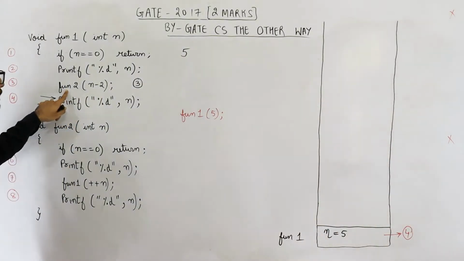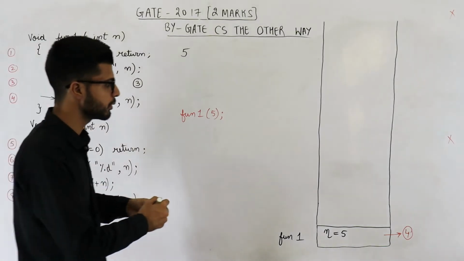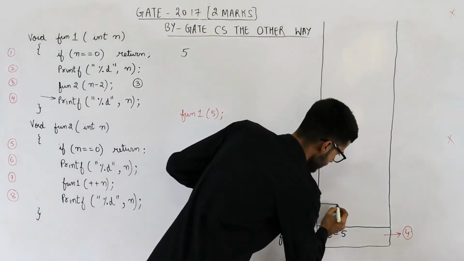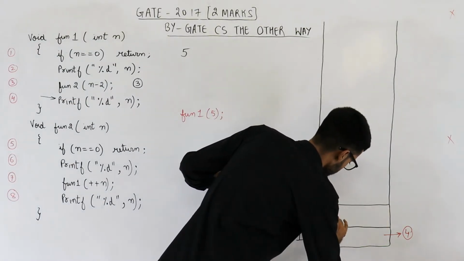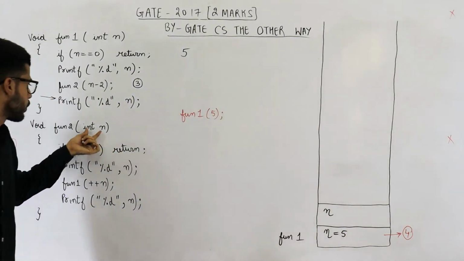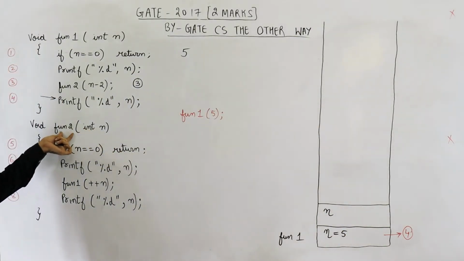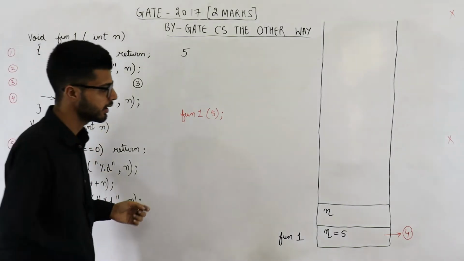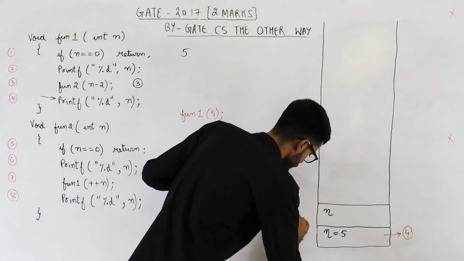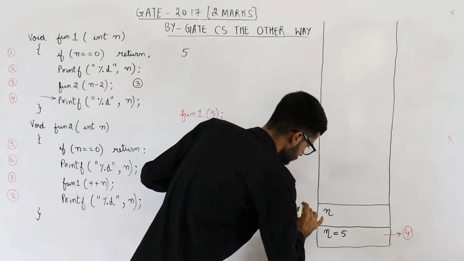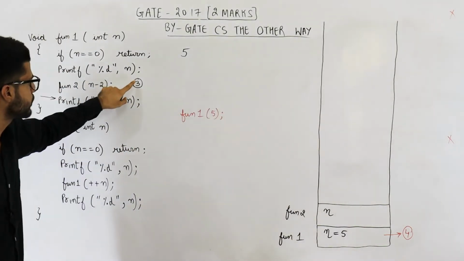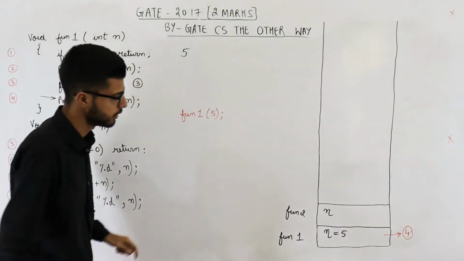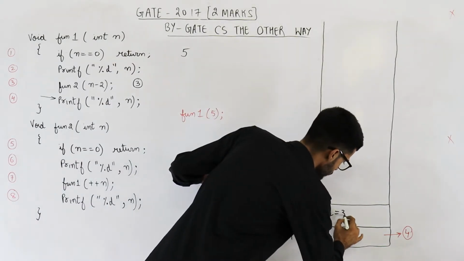Now this is a function call. That means the activation record will be pushed. Suppose this is that activation record. There is a local variable n inside this function fun2. So this n will get allocated inside the activation record of fun2. Now the value that is passed to n is 3. So the value of n is equal to 3.